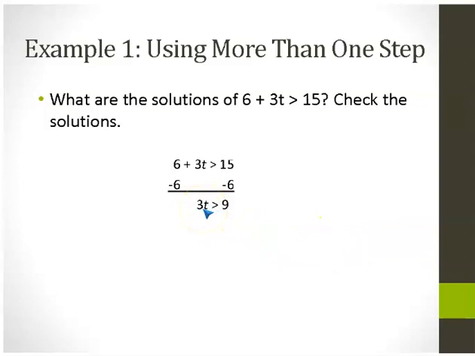And to solve it further, we need to divide, right? Divide by 3, which is the opposite of what's happening currently. Okay, so when I divide both sides by 3, we find out that t is greater than 3. And notice I'm dividing by a positive number, so my inequality does not change. It stays the same direction.